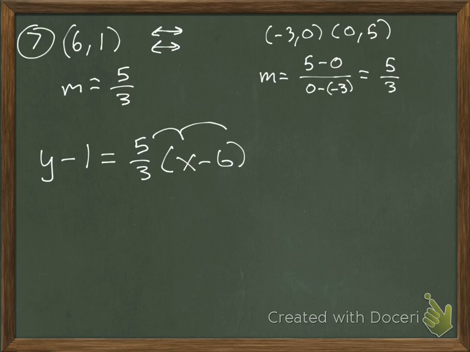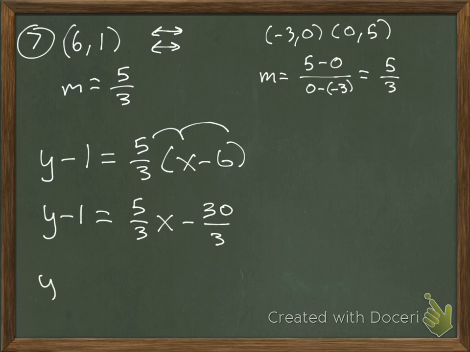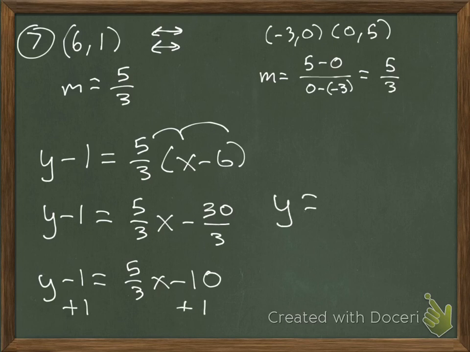Then I'll distribute my 5/3. y minus 1 equals 5/3 x minus 30 over 3, which is y minus 1 equals 5/3 x minus 10. And then I will add 1, and I have y equals 5/3 x minus 9.